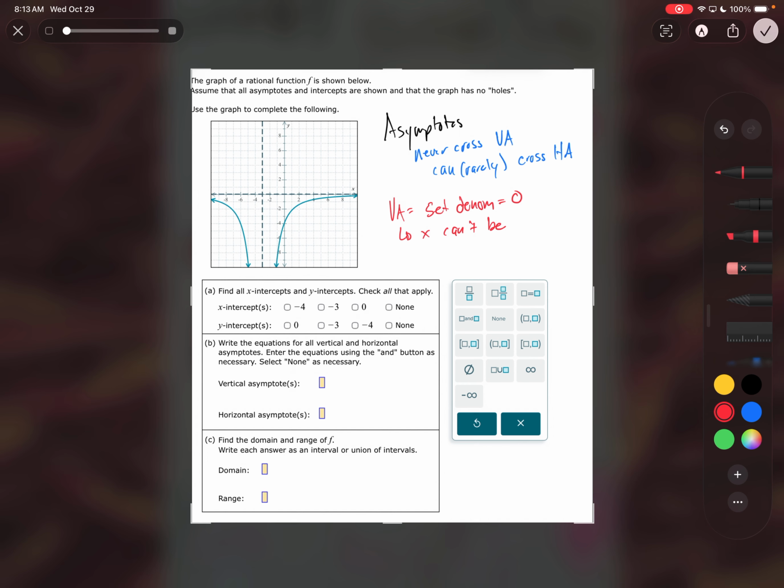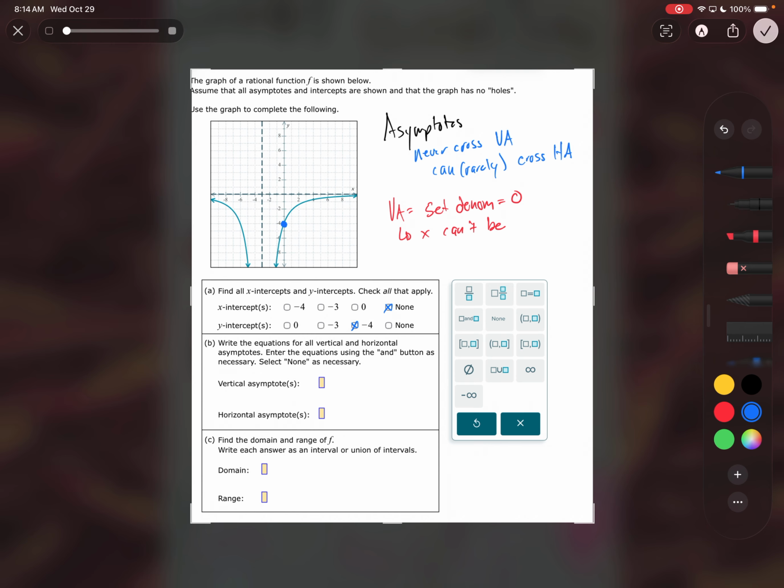Okay. The x and y intercepts are going to be the same as they always are. Where does it cross the x-axis? This one does not cross the x-axis, because the horizontal asymptote's there, so it's going to go close to it, but it's never actually going to touch it. The y-intercept is going to be right here at -4.